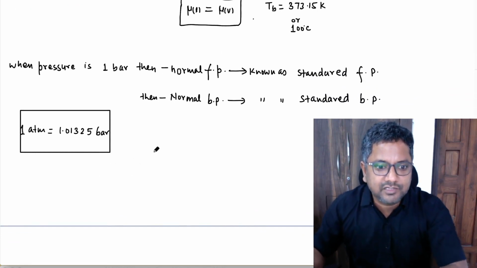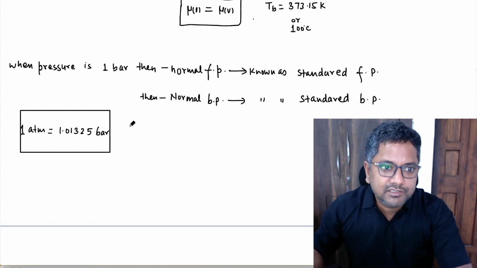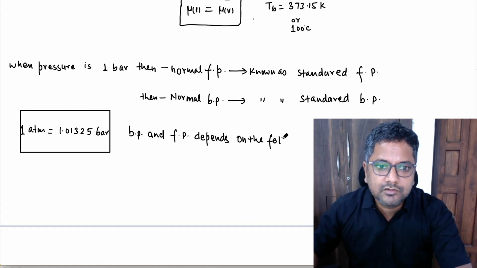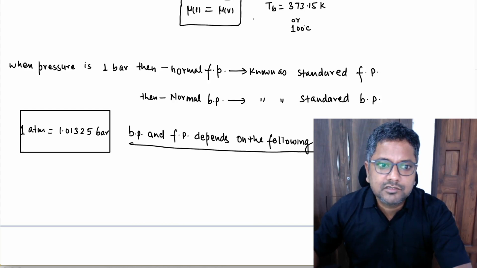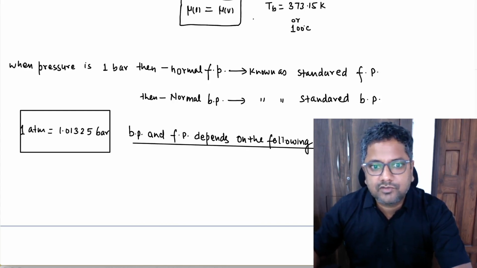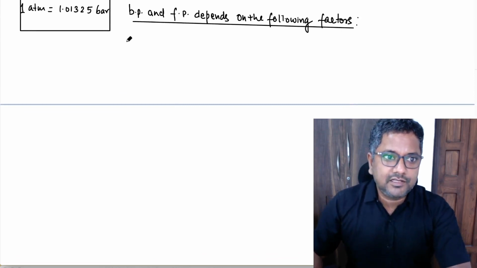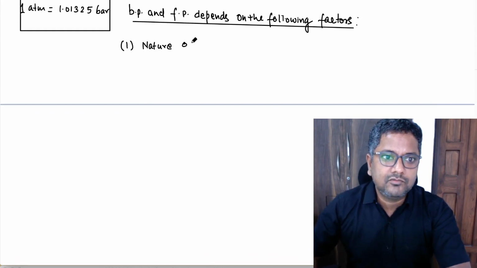Boiling point and freezing point depend on the following factors. What are those factors? First factor is the nature of matter.